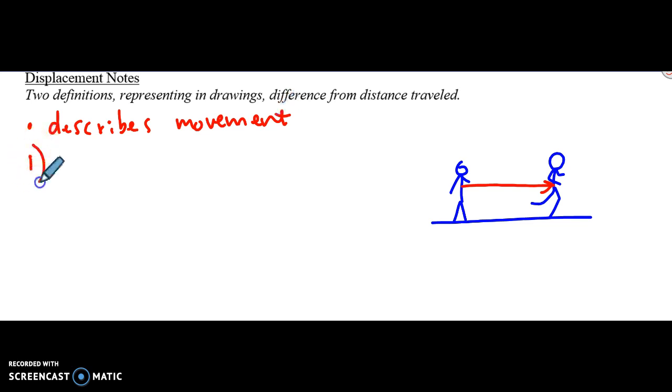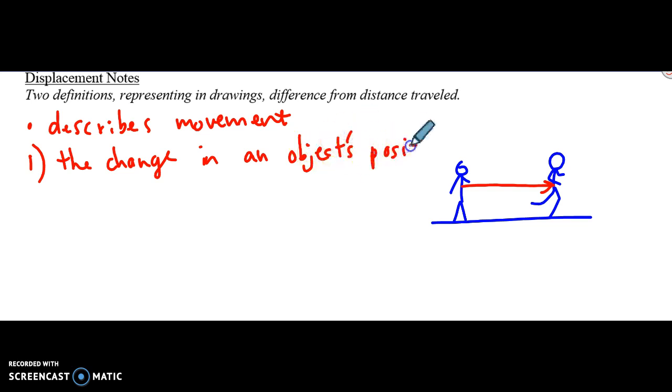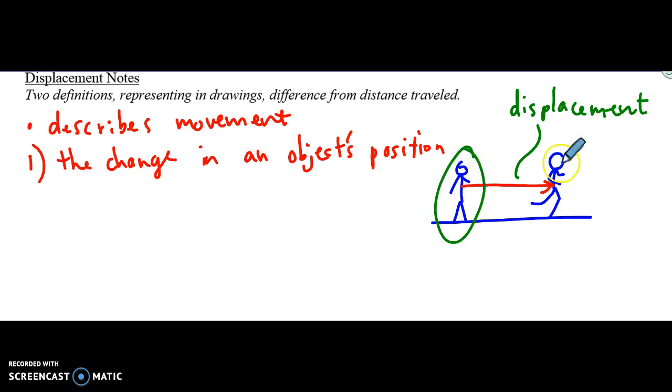The definition of displacement is the change in an object's position. So this red arrow over here, this is literally her displacement. It's how her position changed. First she was here, then she was here. And that red arrow is her displacement.